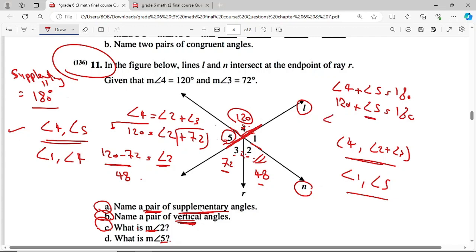So that means angle 5 will equal 60, because 180 minus 120, I will get 60. Okay, so angle 5 is 60. 120 and 60. So angle 5 is 60 degrees. Okay.